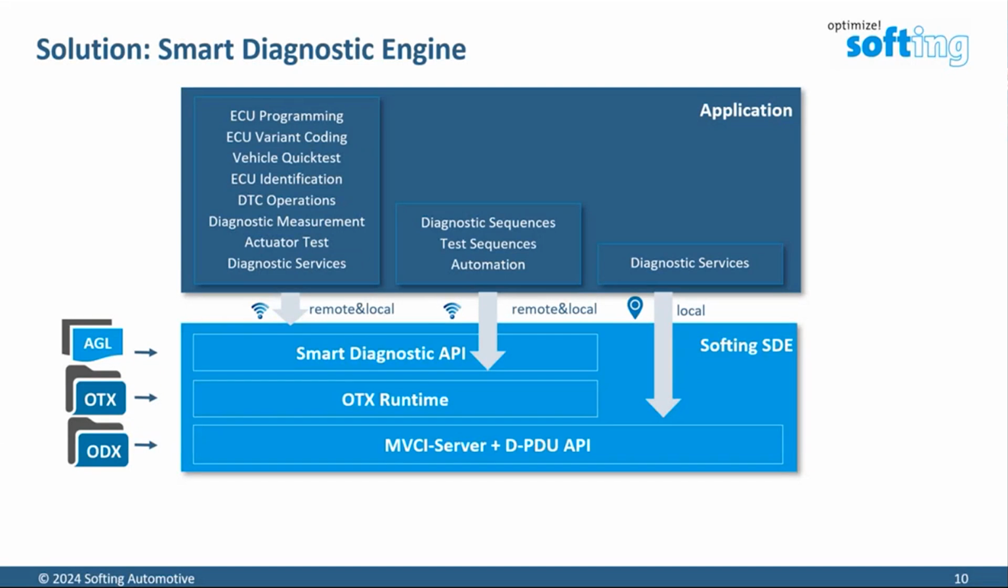We have our standardized D-PDU API, our MVCI server, and our OTX runtime. The Smart API extends this by offering a simplified and reusable, remote-capable API. It abstracts from using ODX diagnostic services to diagnostic functions. But what does that mean? I'll give you an example.